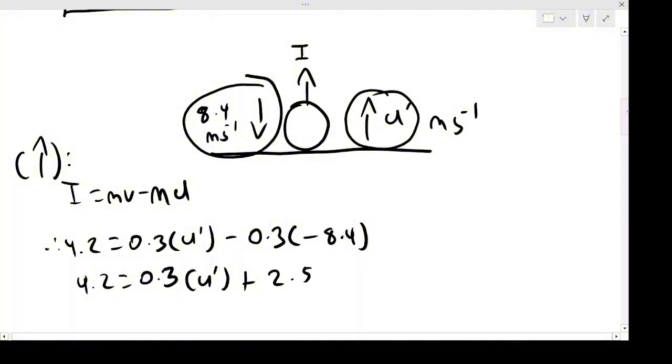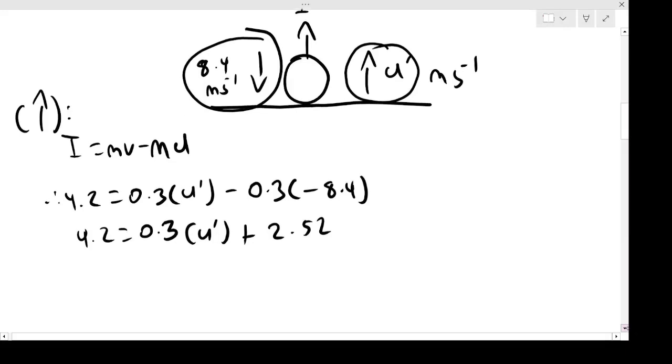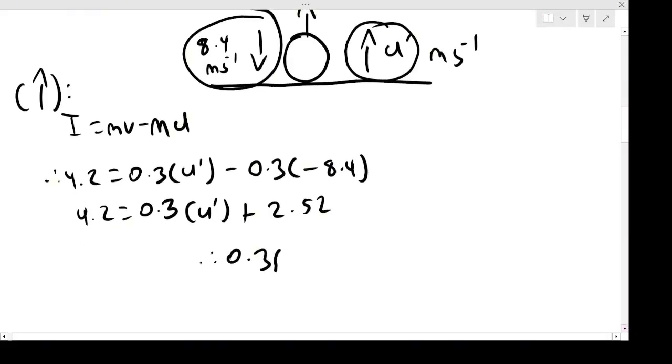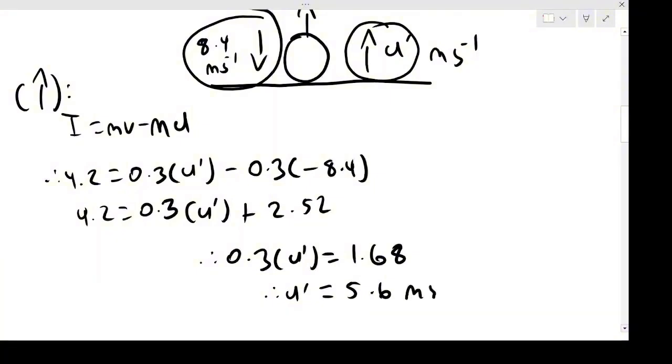And so we can simplify this to 4.2 is 0.3 lots of u dash plus 2.52, okay. And so therefore 0.3 lots of u dash is going to be 4.2 take away 2.52, so that's going to be 1.68. Therefore u dash is going to be 5.6, okay, and there we are.